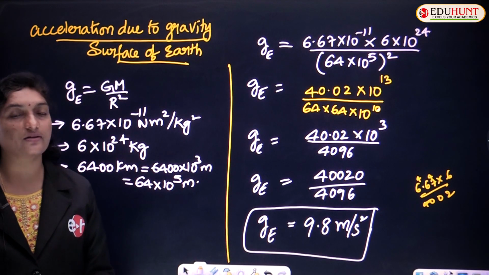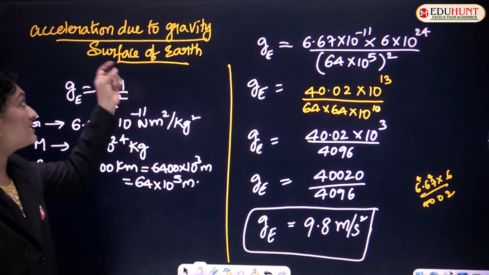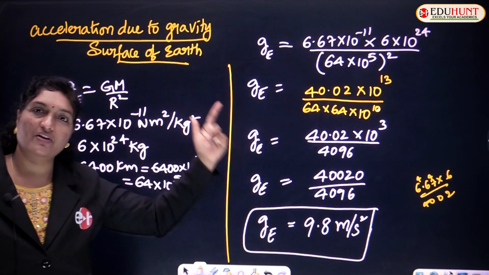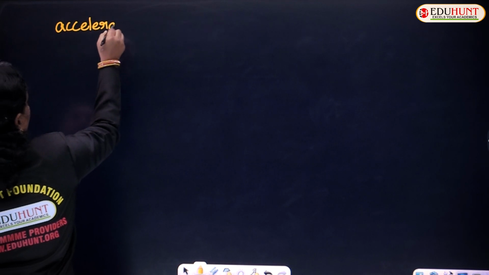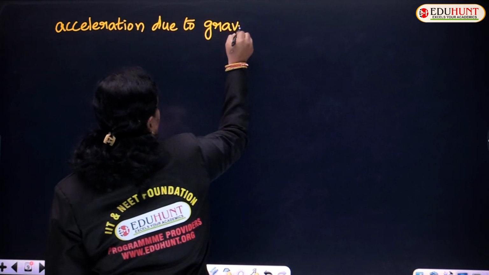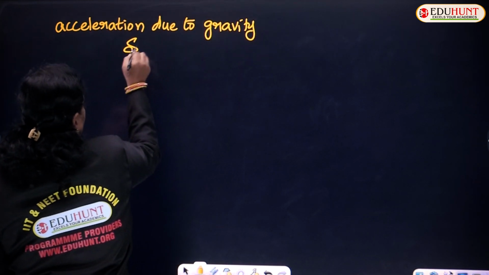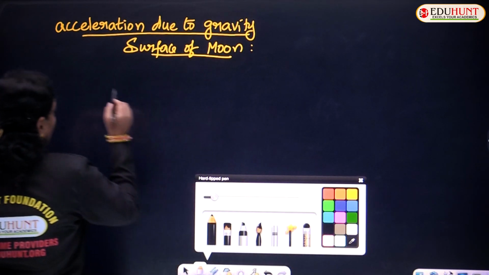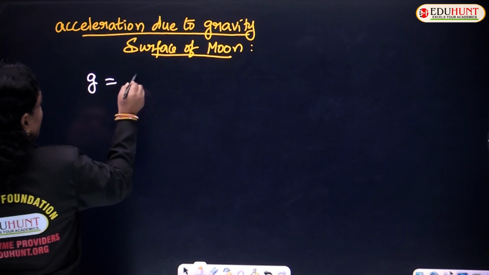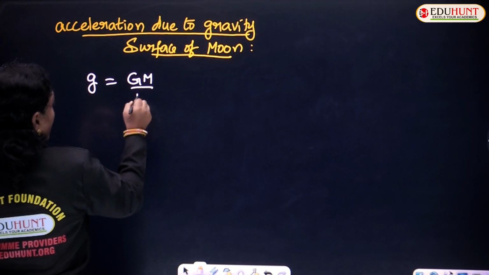Now let us also try to find out the acceleration due to gravity on the surface of the moon. So the next case is all about the acceleration due to gravity on the surface of the moon. Again, let us consider the same old formula. What is the formula, children? g is equal to GM by r square.